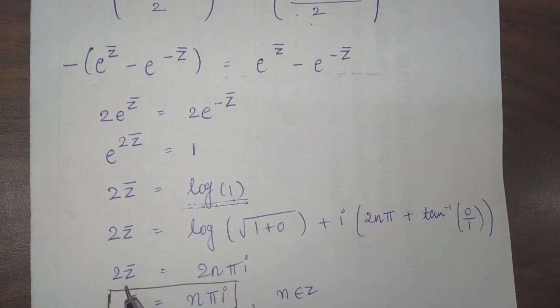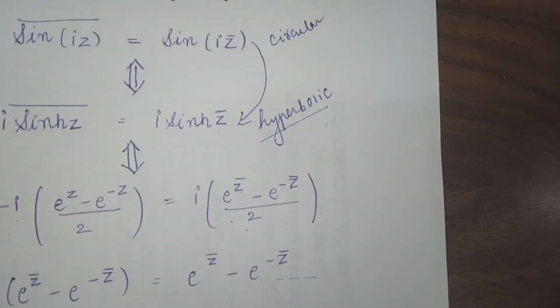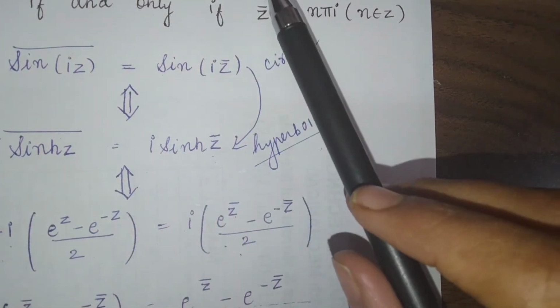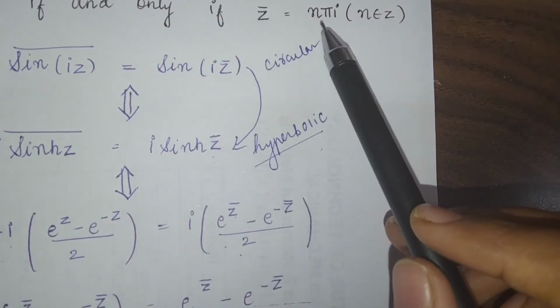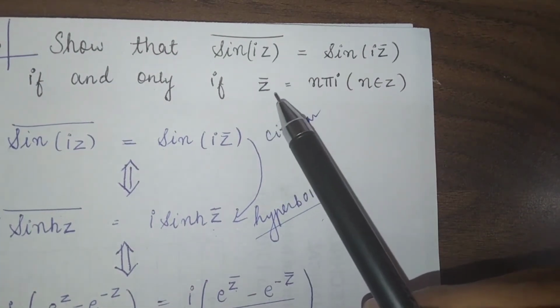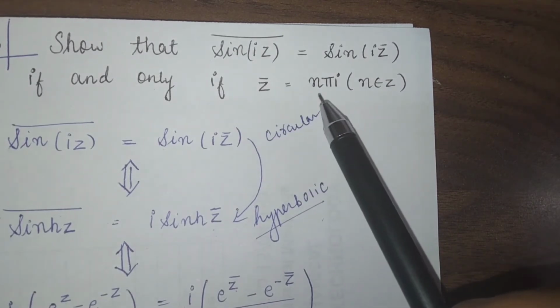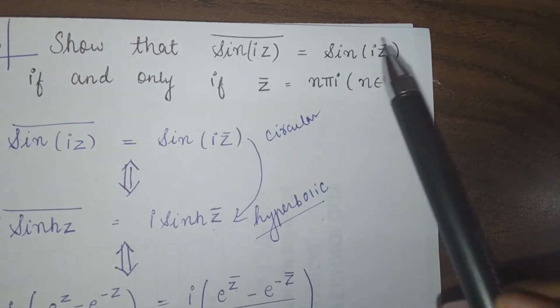So we will get 2z conjugate equal to, again this term will be 0, so we will get 2n pi i. And if we solve it further, again this 2 and 2 will get cancelled. So we will get z conjugate is equal to n pi i, where n belongs to Z. We have to show that both are equivalent if z conjugate is equivalent to n pi i. So we compared them and finally got z conjugate equal to n pi i. So whenever z conjugate is equivalent to n pi i, both are the same.